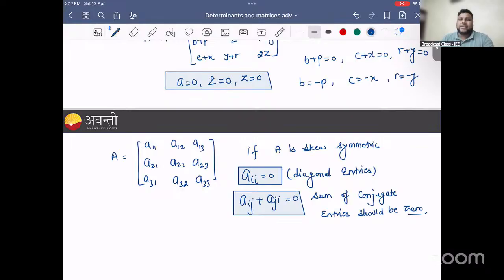So symmetric matrix, again I repeat, if their transpose is equal to themselves, symmetric matrices. If their transpose is equal to negative of them, skew symmetric matrix. So in symmetric matrix, there is no condition on diagonals, but conjugate entries should be same. In skew symmetric matrix, diagonal should be 0 and sum of conjugate entries should also be 0. Fair enough?